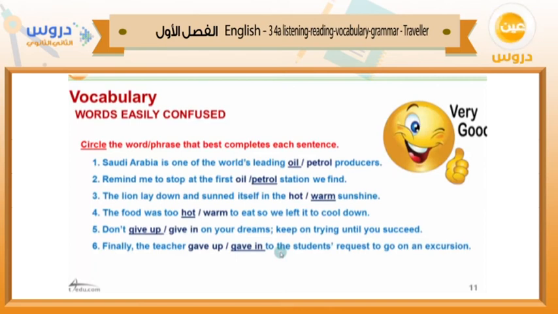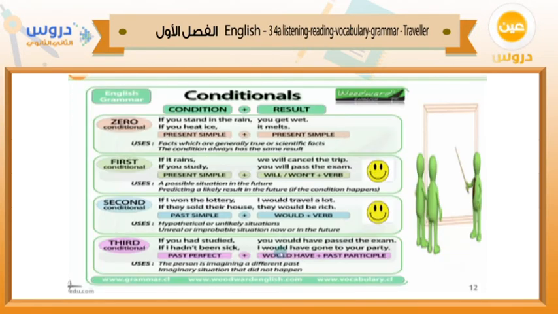Underline. For 1, we say the leading oil producer. 2, at first petrol station. 3, in the warm sunshine. 4, the food was too hot. 5, don't give up on your dreams. And for 6, the teacher gave in to the students' request that they can go on an excursion.